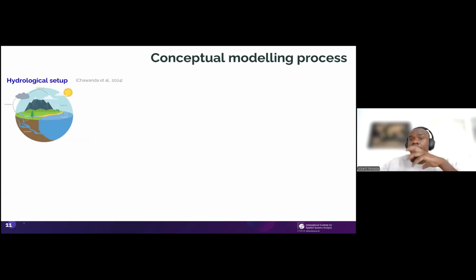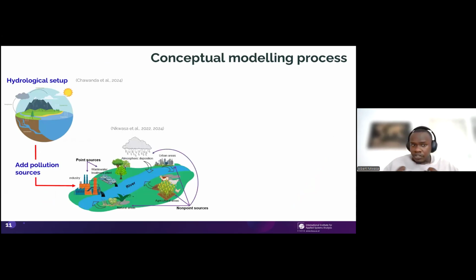The conceptual modeling process of water quality here is that we start with the hydrological setup of the model, and then we try to add in pollution sources, first non-point sources of pollution. Here you can account for agriculture, atmospheric deposition, and also runoff from the natural environment. But then also point sources, which mostly account for wastewater discharges.